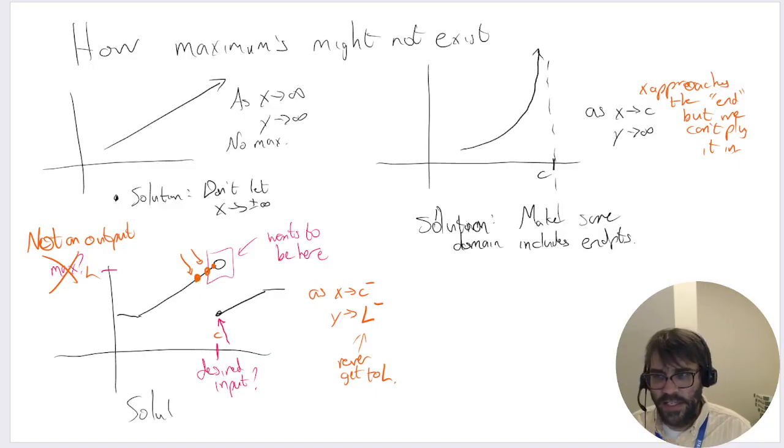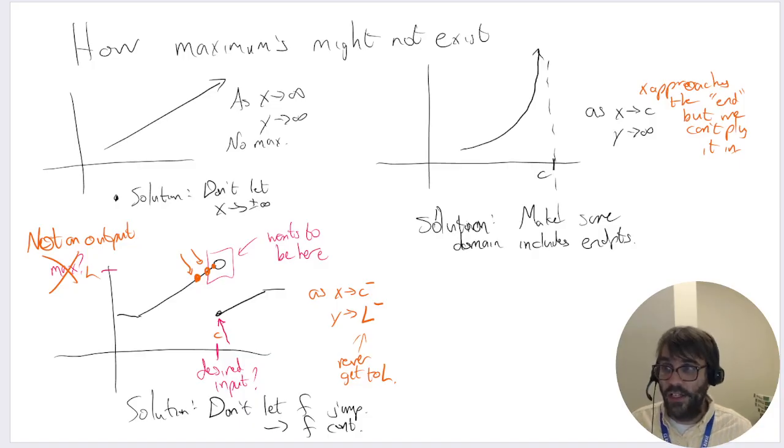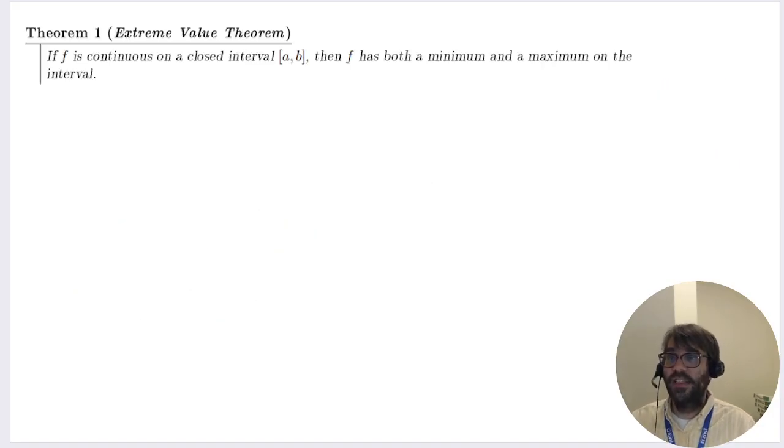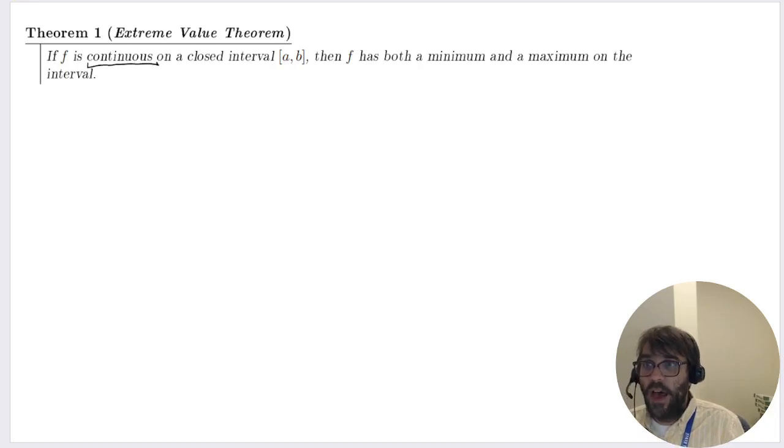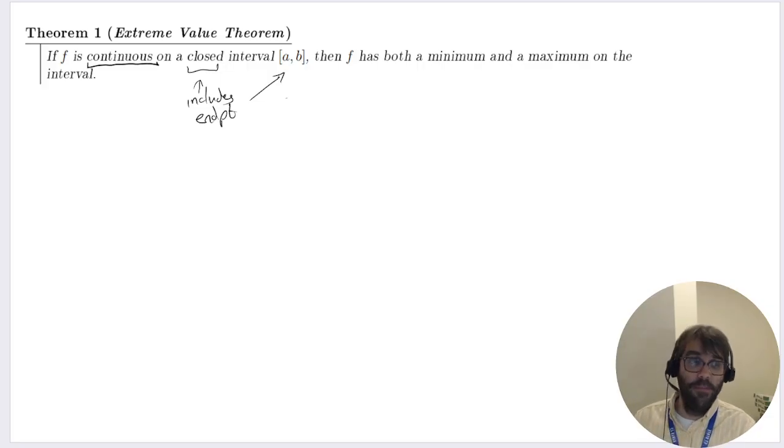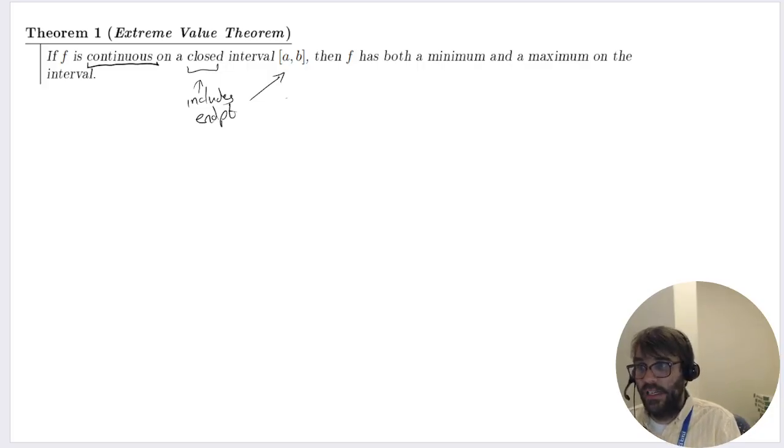So the solution to this is don't let f jump. Make f be continuous. And it turns out if you put these three things in here, if you say f is continuous on a closed interval from a to b, which means it includes the endpoints, this notation also means the endpoints, then f has both a maximum and a minimum on that interval. Guaranteed. There is a max.